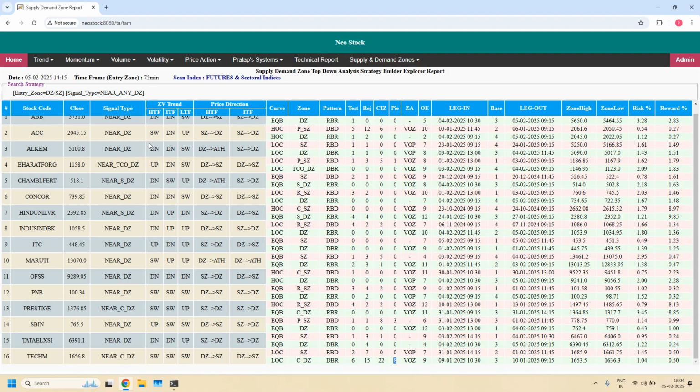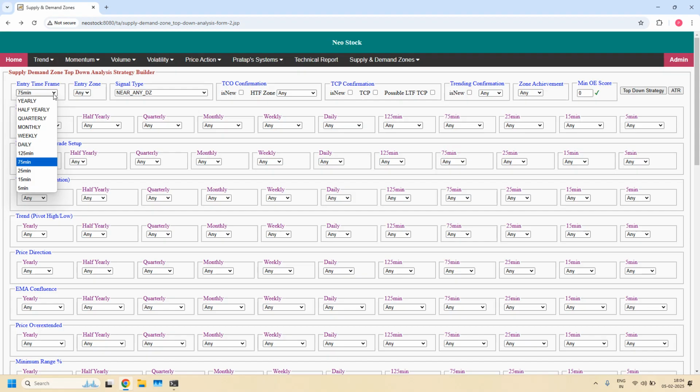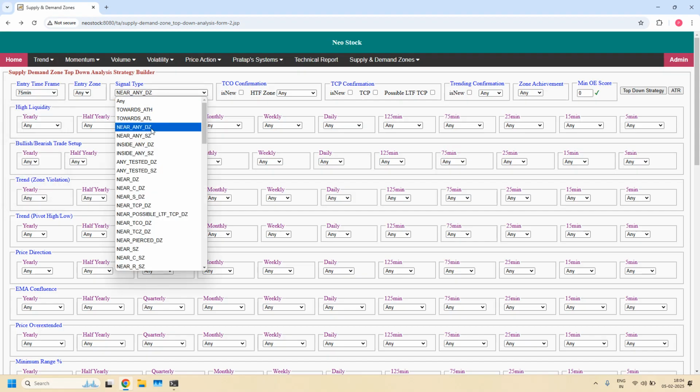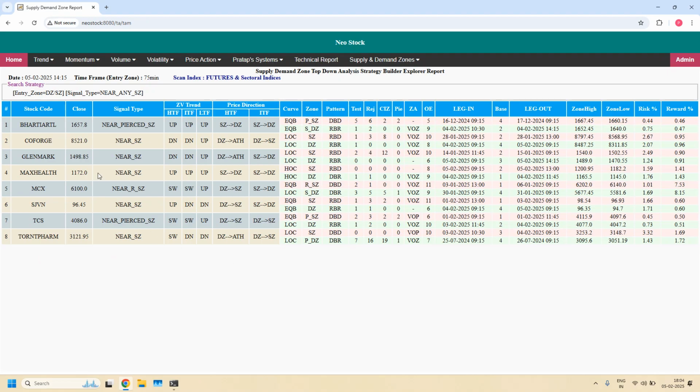Next, for 75 minutes time frame, let us find the stocks near 75 minutes supply zone. We got 8 stocks. Let us identify high liquidity supply zones from this list. MCX is having a high liquidity supply zone. That's it. We have only one. Okay. So the next, this is about 75 minutes time frame.